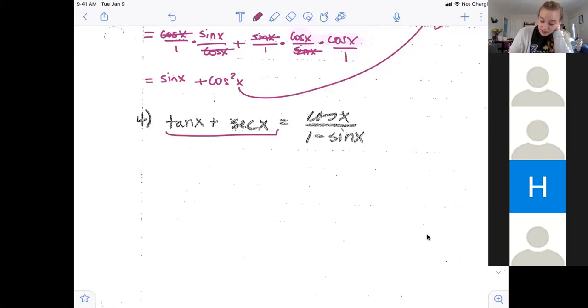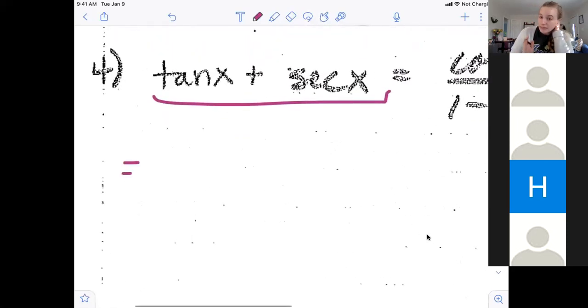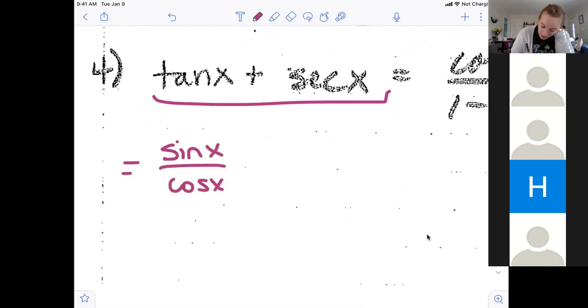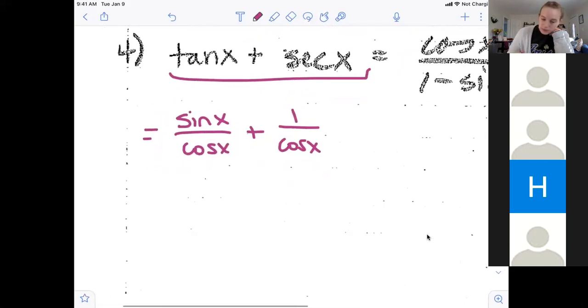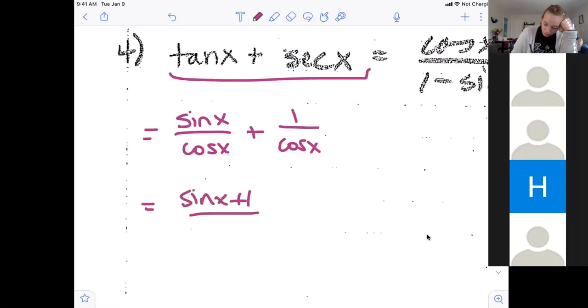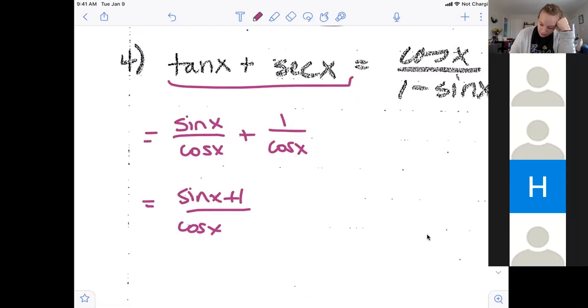I've got tan plus secant. Let's make those in terms of sine and cosine. When in doubt, if you have no other way to go, make it in terms of sine and cosine. The other one in doubt is to use your Pythagorean identities, but nothing over here is squared, so I can't do anything with that. I'm going to make tan x into sine x over cosine x, and I'm going to make secant x 1 over cosine x. Oh, that's actually really nice. I have 2 fractions and they both have the same denominator, so let's combine them into one fraction. That gives me sine x plus 1 over cosine x. Okay, cool.